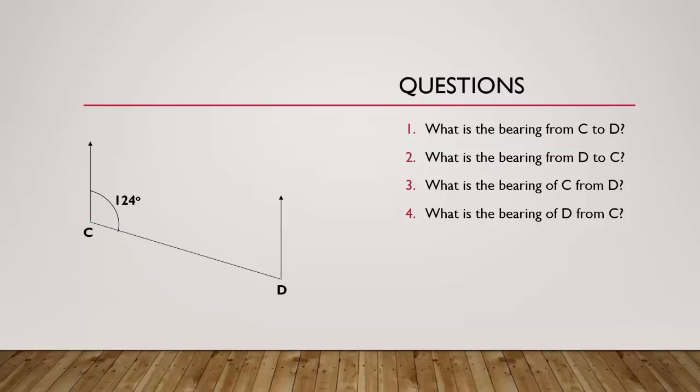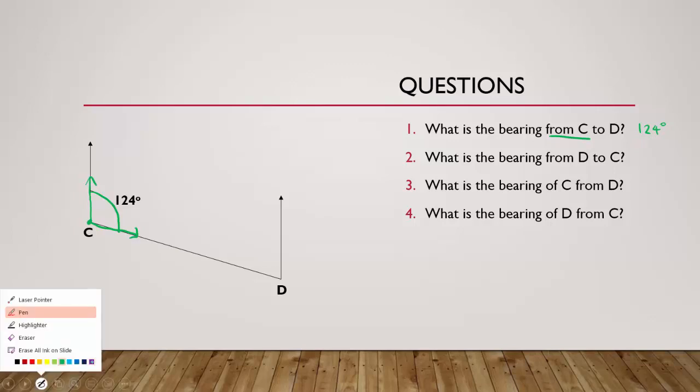So we've got C here, we've got D here. What is the bearing from C to D? So that means I'm standing at C, draw a north line, and I'm going towards D, so it's in that direction. So this is the angle that I'm working out. And conveniently, it's already written down as 124. 124 is already a 3-digit number, so there is nothing that I need to do.